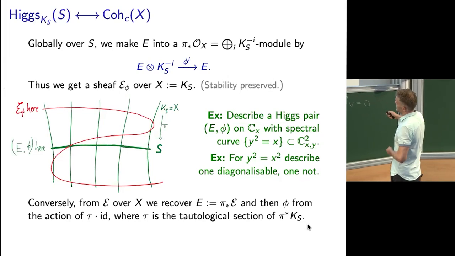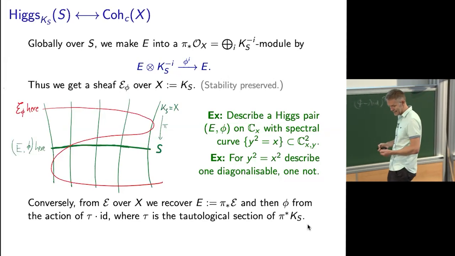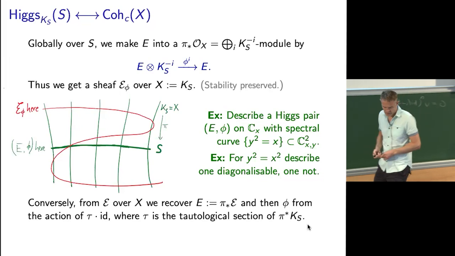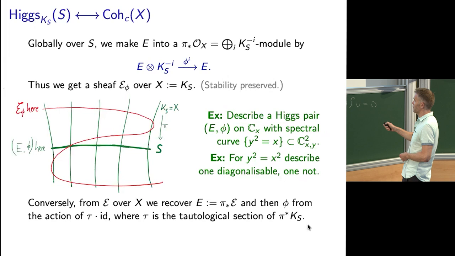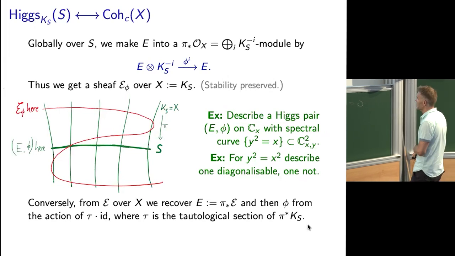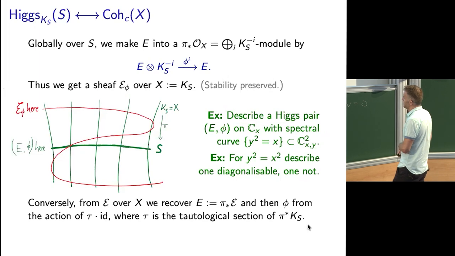So at every point of X you get a section of this line bundle. There's a tautological section of this line bundle, Ks, or its pullback, on Ks, right? So it's 0 here, and it's 1 here, and it's 2 here, and so on. If you multiply that by the identity, you get a canonical endomorphism, which is 0 on the 0 section, and 1 up here, and so on. That's the thing which gives you the Higgs field.